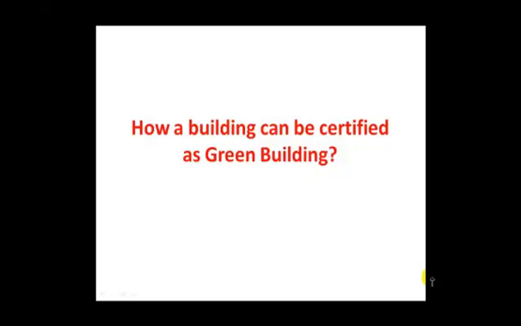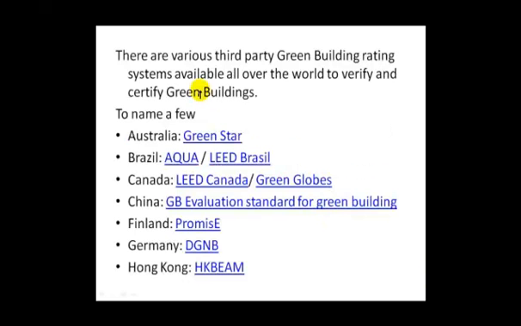So far, we have discussed what is green building, what is the significance of green buildings, and we have seen some specific statistics justifying why green buildings are more important for countries in the Middle East. Now let us see how a building can be certified as a green building. Who is the authority to certify a building as green building? There are various third-party green building rating systems available all over the world to verify and certify green buildings.